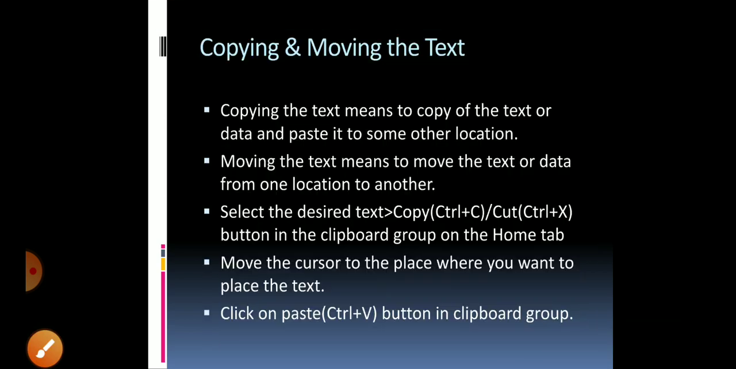Copying and moving the object. What do you mean by copying and moving? Copying the text means to make a copy of the text or data. It will copy the text, but the original will still exist in its place. But moving means it will move the text from the original place and paste it in the new location, removing it from the original place. But in copy, it will be available in the original location as well as in the new location.